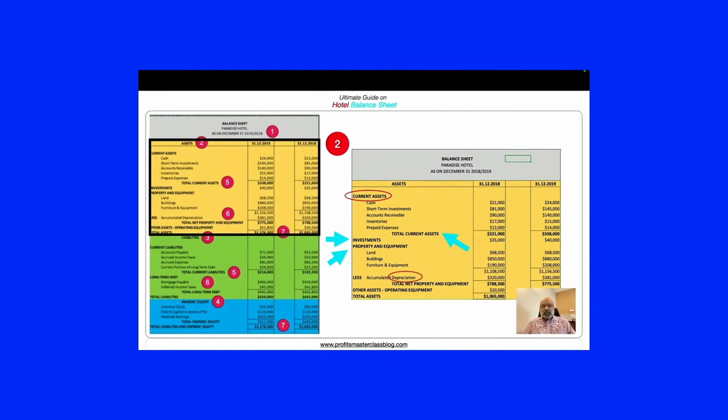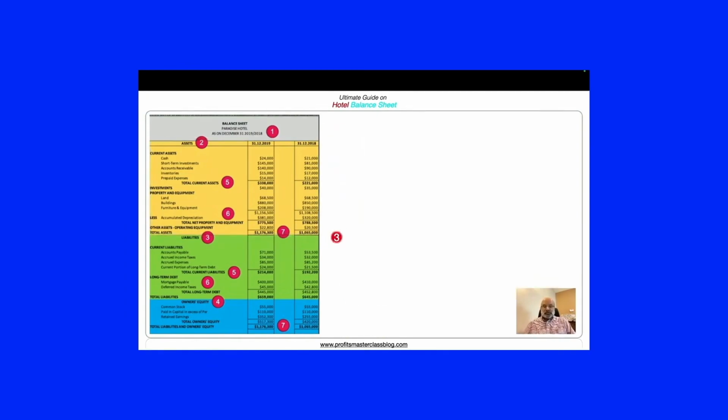A related concept is depreciation, which we will see in a later video on the ultimate guide to the hotel profit and loss statement. Then there is a total for the net property and equipment, which is the property and equipment cost less accumulated depreciation, terms we will understand in a later video. Next come other assets like operating equipment, and finally total assets, which, if you remember from the earlier slide, is all about what the business owns. So total assets represent what the business owns.